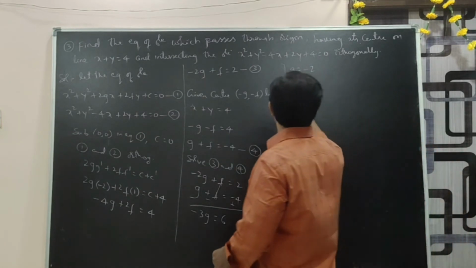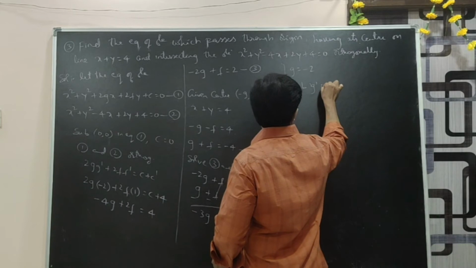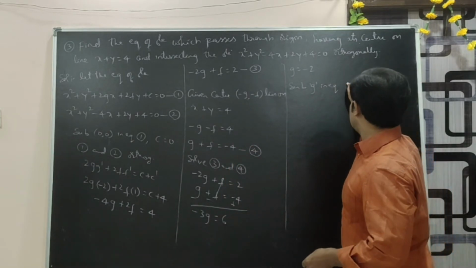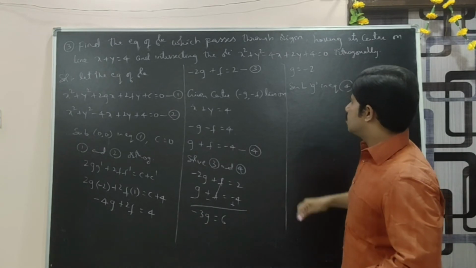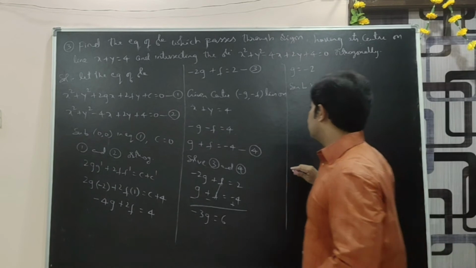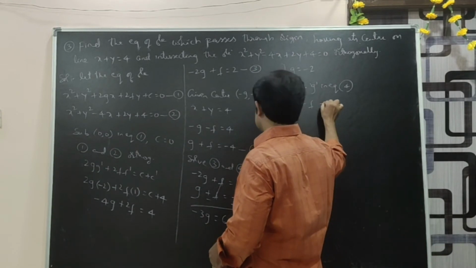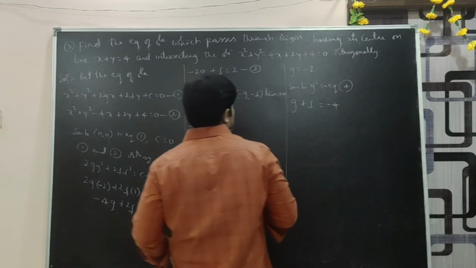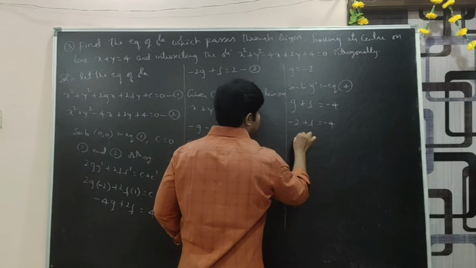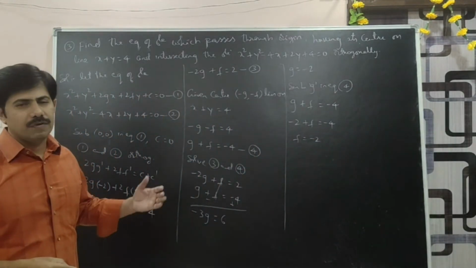We find out f. So substitute g is equal to minus 2 in equation number 4. You can substitute in 4 or you can substitute in 3. Any one equation you can use to get the value of f. So I am using equation 4. Equation 4 is g plus f is equal to minus 4. So g value is minus 2 plus f is equal to minus 4. F is equal to minus 2 here. Minus 4 plus 2 is minus 2. F value is minus 2.